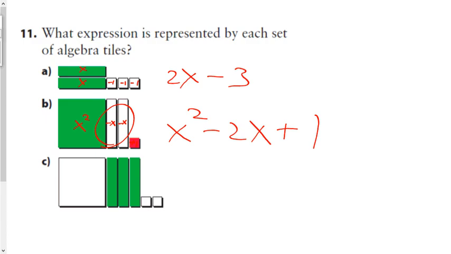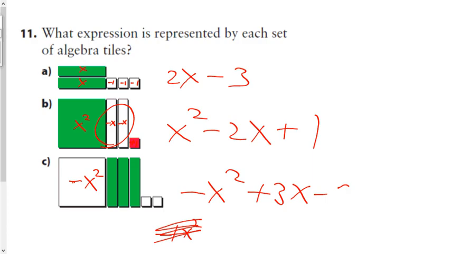And your last one, since it's not shaded in, it's an opposite of x squared or a negative x squared. And if you really, really insisted, you could say negative 1x squared, but that's poor form. Plus 3x and minus 2, a trinomial. Constant term being minus 2.